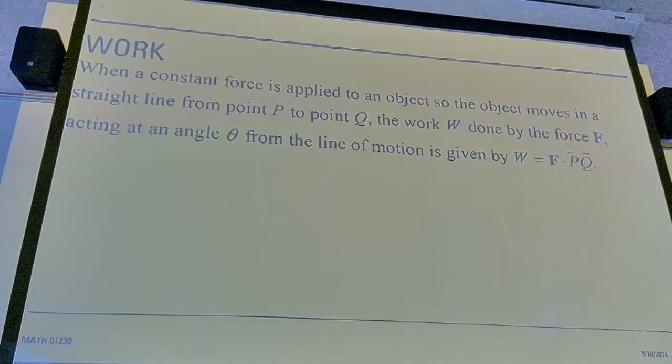For now, let's say we have a constant force being applied to an object. So the object moves in a straight line from point P to point Q. Once again, we're assuming a straight line. This does not necessarily have to be the case, and we'll examine the case where it's not a straight line. The work done by the force acting at an angle theta from the line of motion is a dot product. It is F dotted with your directed line segment PQ.